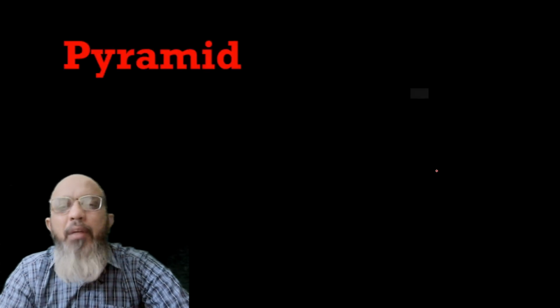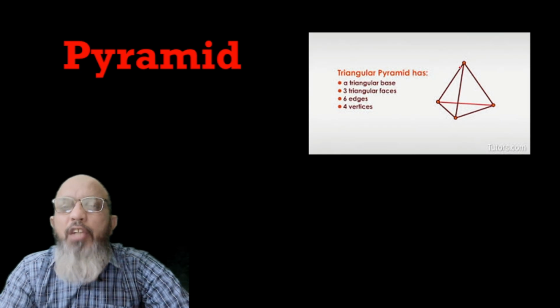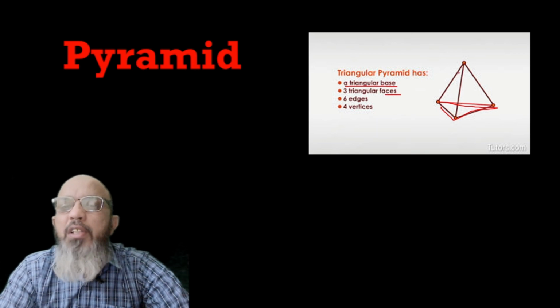Now what is a pyramid? As you look in the previous diagram, a pyramid has a triangular base. A pyramid has a triangular base and three triangular faces, right? 1, 2 and 3, and 6 edges. What are edges? As you know, these lines are called edges, and vertices mean where these edges meet at one point.